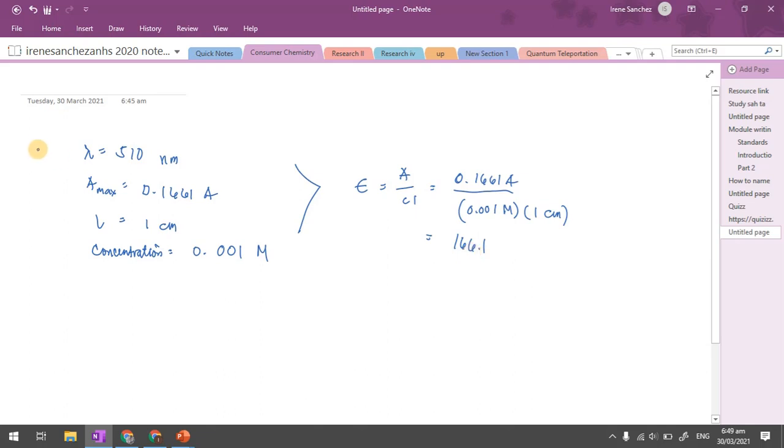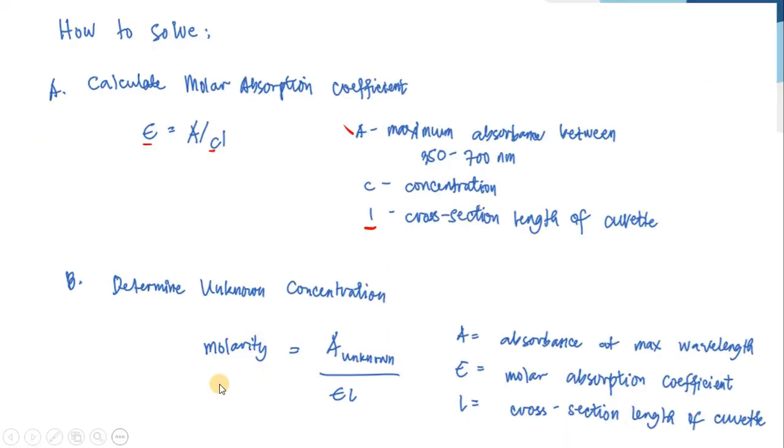Okay, now we're done with the first part and then let's go to the second part. According to the procedures, next we're going to determine the unknown concentration. So this is the formula now. To solve the concentration or the molarity of that unknown concentration, that third cuvette, we're going to have this A unknown over E times L. Let's copy that first.